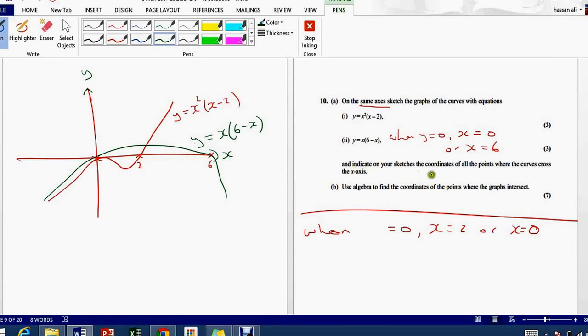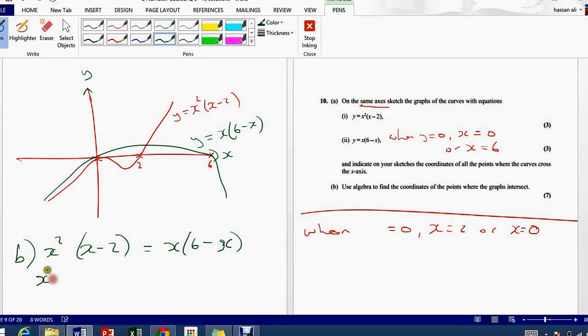Okay, and it says indicate on your sketches the coordinates. Right, I've done that over here. Use algebra to find the coordinates of the points where the graphs intersect. Now, wherever they intersect, just make sure you remember you make them equal to each other. So this is for part B. You will have x squared times x minus 2 will equal x times 6 minus x.